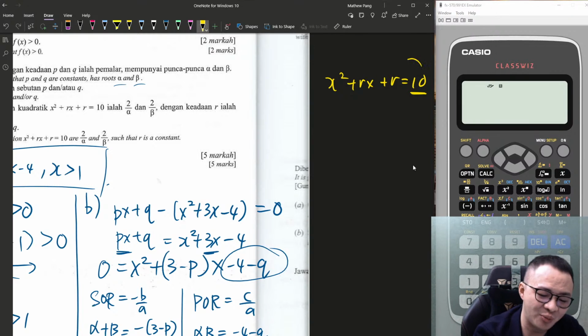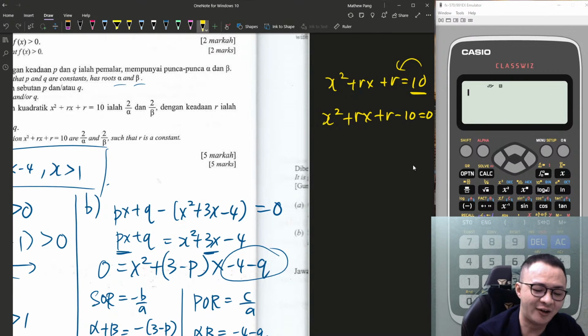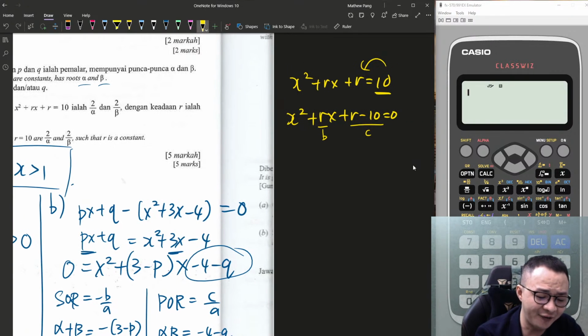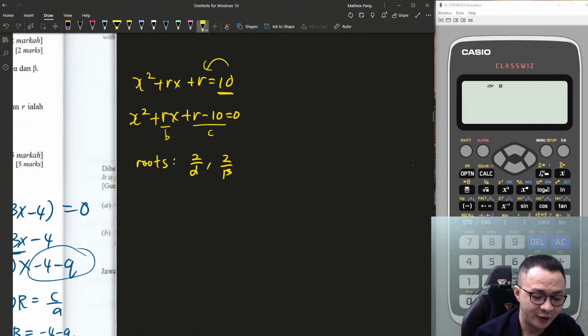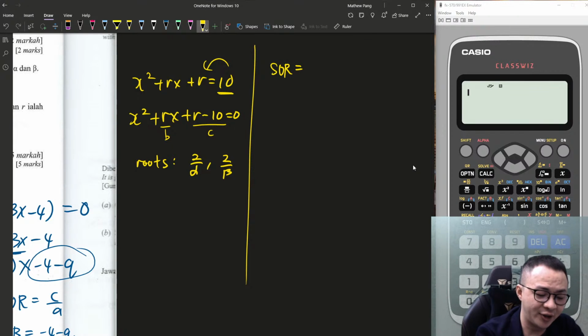So in this case, I need to move the 10 to the other side first. x squared plus rx plus r minus 10 equals 0. Okay, now I know my a, b, c already. This one obviously is my c. This is my b. My a is 1. Alright. Then I have the roots here for this equation, which are 2 over alpha and 2 over beta. So, okay. Now I want to do my sum of roots. Sum of roots is negative b over a, and my b is r, so it's just minus r.